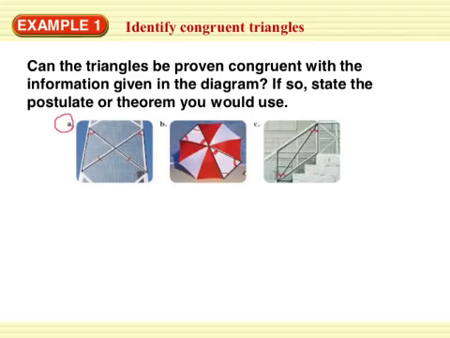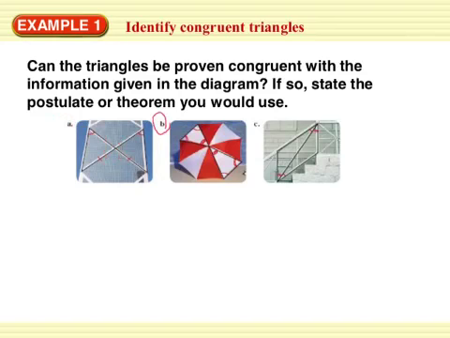Okay, can the triangles be proven congruent with the information given in the diagram? If so, state the postulate or theorem you would use. Here I have two intersecting lines and marked where two angles are congruent and two sides are congruent. You can also say that these angles are congruent because they're vertical. So I have angle, angle, non-included side, angle, angle, corresponding non-included side. So I have angle, angle, side. Yes. Let's do the next one.